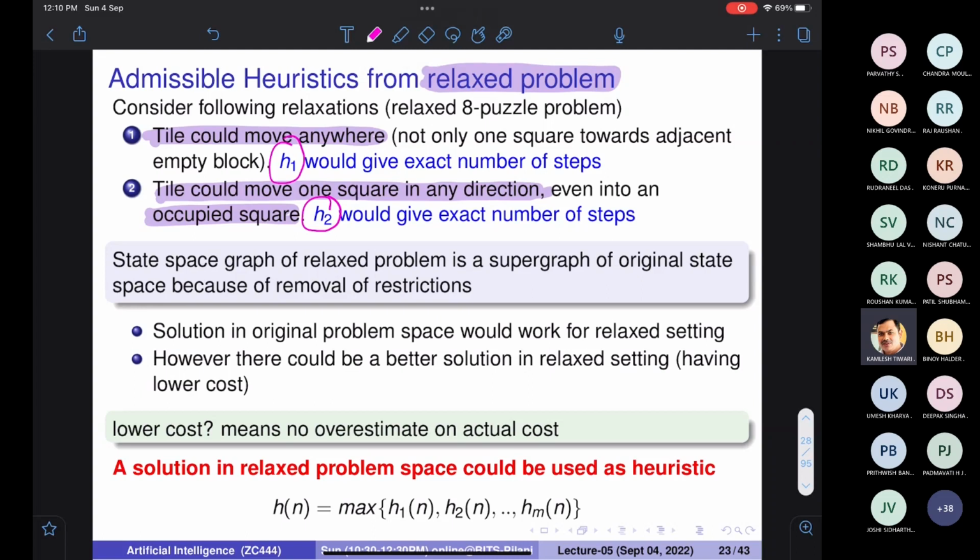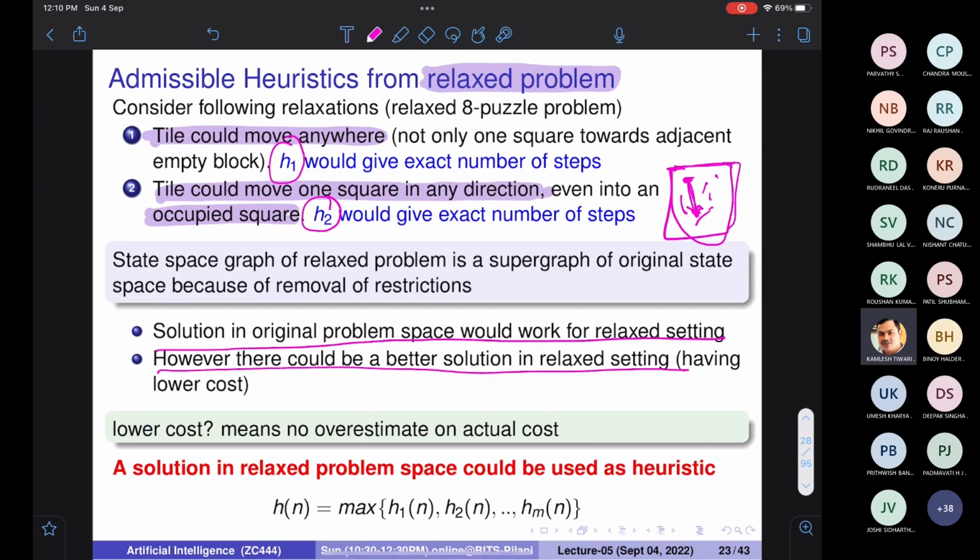Okay. If you visualize this on the original graph, meaning the state space graph, here a few shortcuts would be there, because earlier you could not come from this state to this state. Now, because of this relaxation, you can come to this place. So the new graph is going to be simpler and finding the solution would be easy. A solution in the original problem space would work for the relaxed setting. However, there could be a better solution in the relaxed setting, meaning having lower cost, very easy solutions.